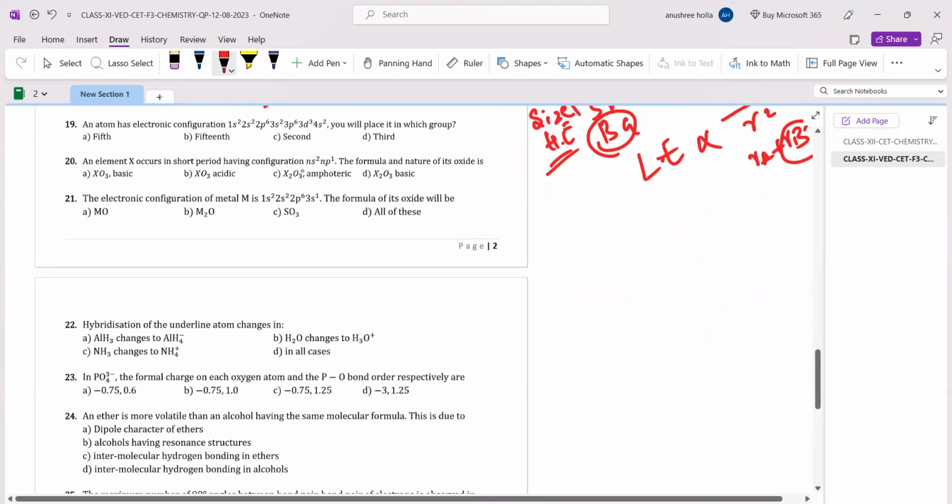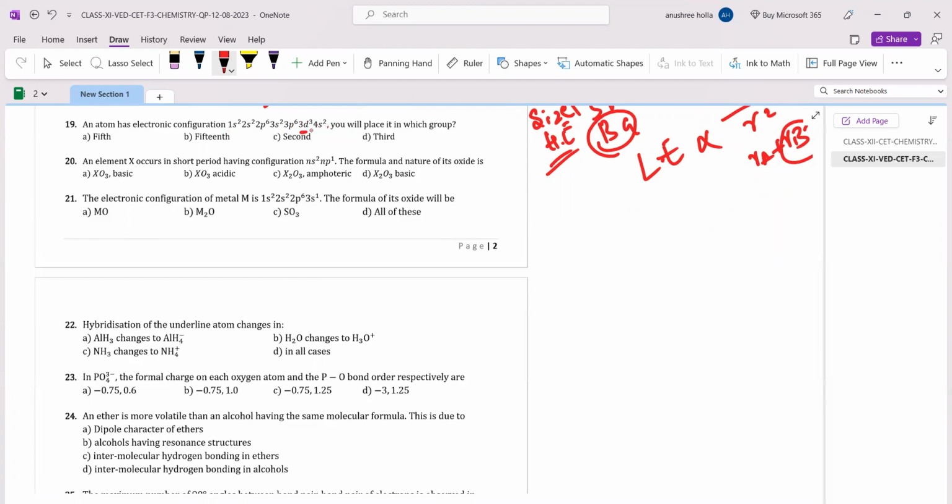Okay, coming to question number 19. An atom has this electronic configuration. You will place it in which group? This is a very easy question. If you observe the electronic configuration, you can observe one thing, that the electrons are being filled in D subshell. That means it should be a D block element.